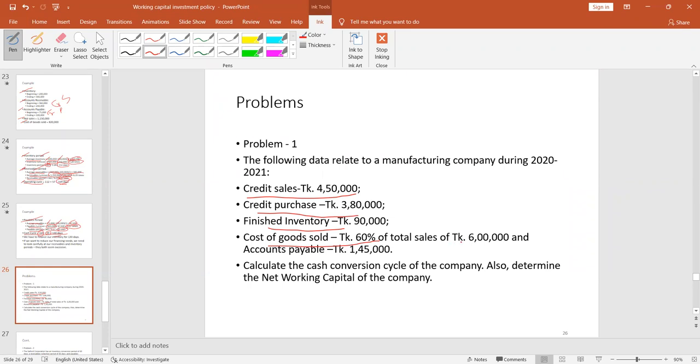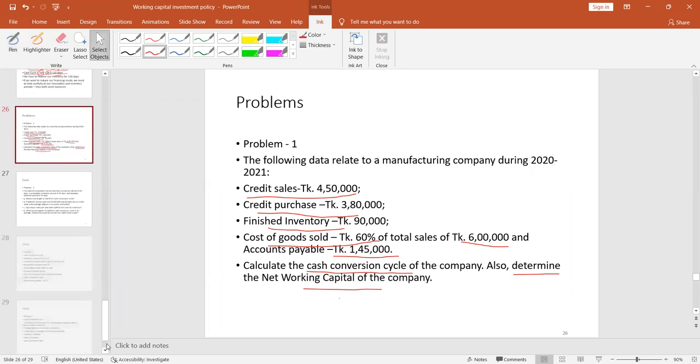So you are given sales. How much is your sales? Sir, 6 lakh. And what will be your cost of goods sold? Sir, 60% of it. I mean, if I multiply 60% with 600,000, then I will get the cost of goods sold. And what is your accounts payable? 1,45,000. Is it easier than our prior problems? Yes, sir. Because you don't need to calculate average again and again, because you are given only one figure. You are given inventory one, you are given payables one. It's simple. So what do you have to calculate? You have to calculate the cash conversion cycle of the company and also determine the net working capital of the company.